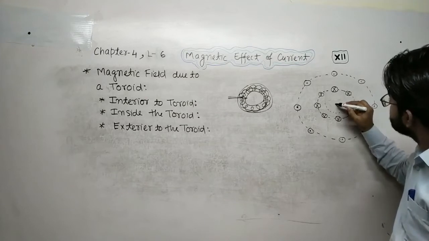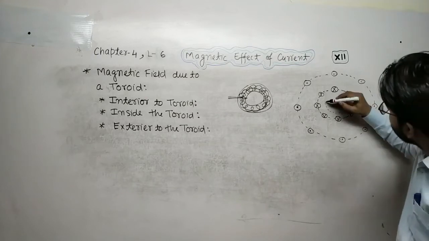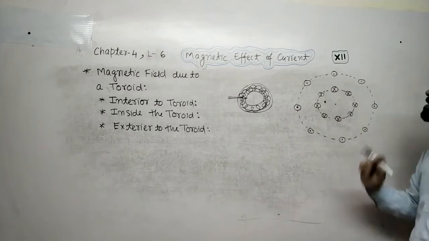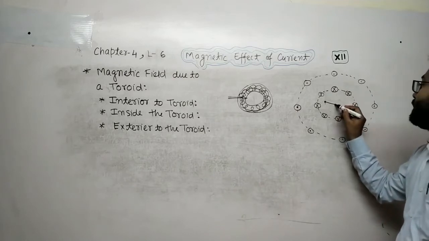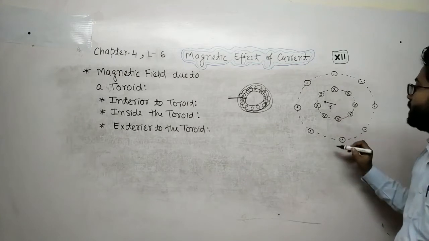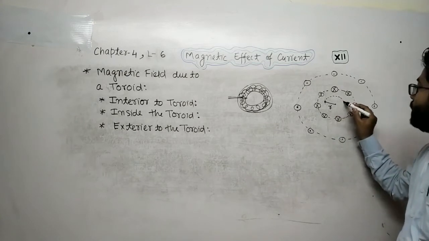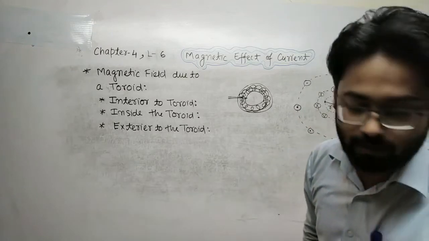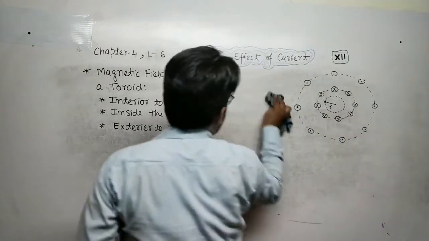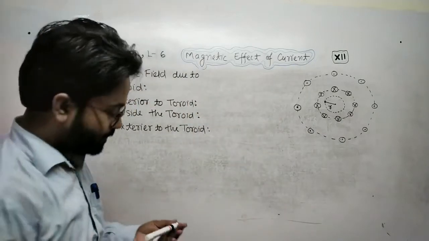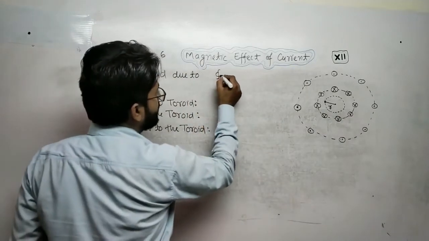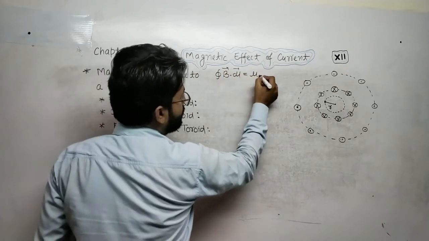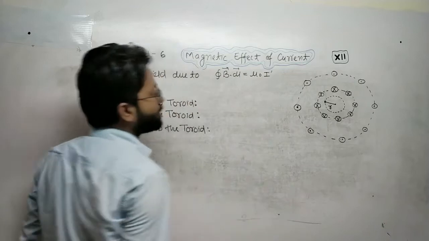Let us suppose this is the center, and we have to calculate the magnetic field in the interior at any point. Let us suppose this is the interior point. Let this be R from the center, and just draw an Ampere circuit as you have used in previous lectures. Apply Ampere circuital law. What is Ampere circuital law? Ampere circuital law is the line integral of magnetic field equals mu naught times net current.